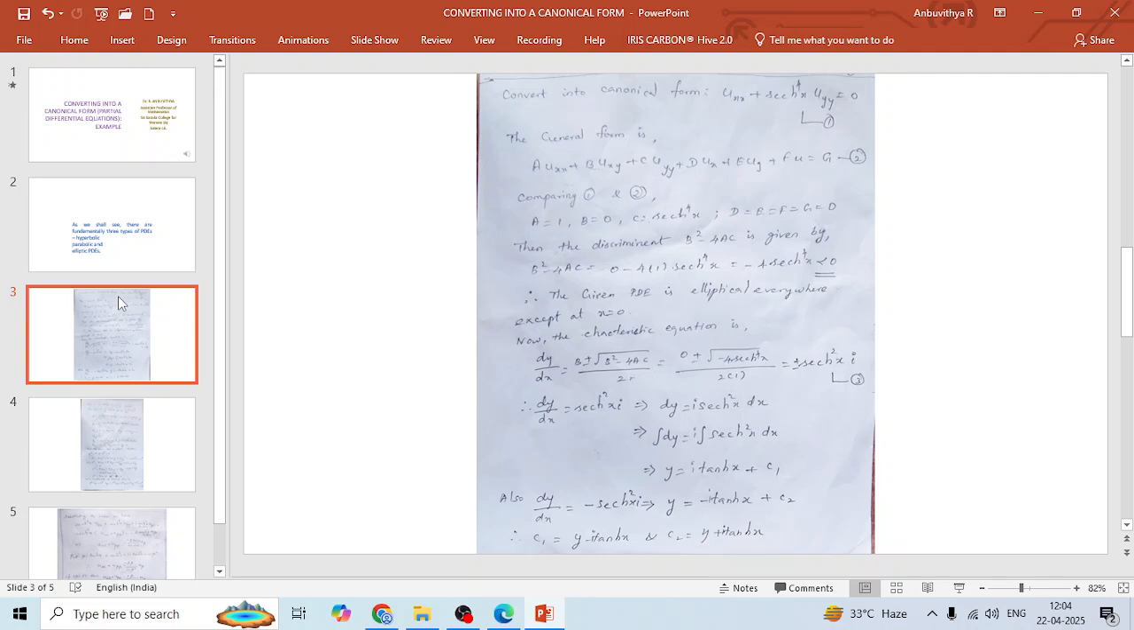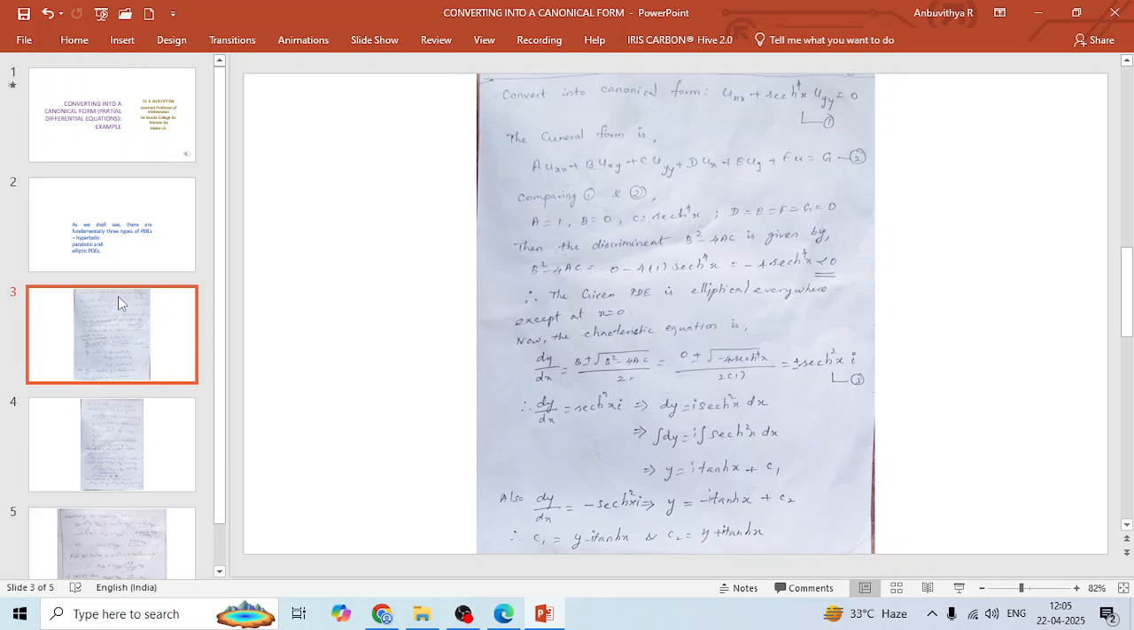Now we consider the characteristic equation, found by the formula dy by dx equal to b plus or minus root of b square minus 4ac, divided by 2a. By using the values given in equation 1, we have dy by dx equal to plus or minus i sech square x. So we have a complex imaginary value, and dy by dx equal to i sech square x means dy equal to i sech square x dx. Finally, we have y equal to i tanh x plus c1 after integrating. Here c1 represents the integrating constant.